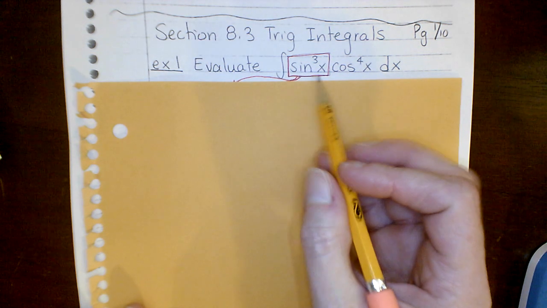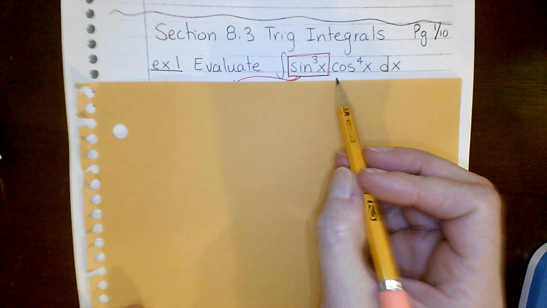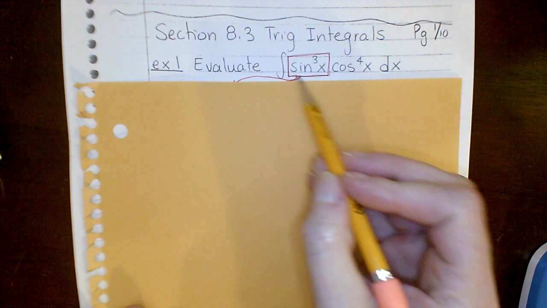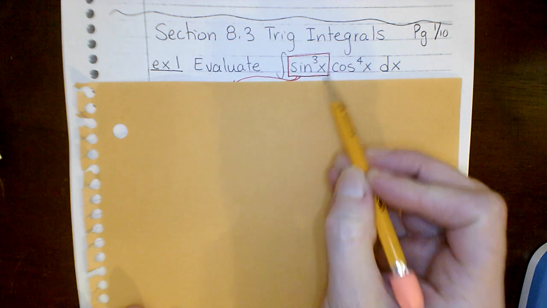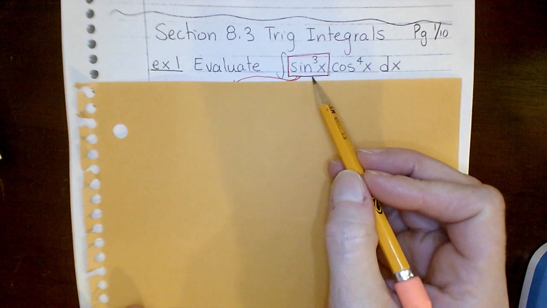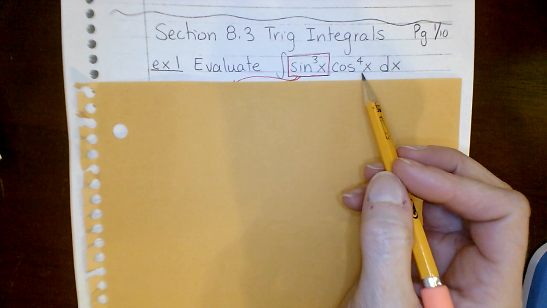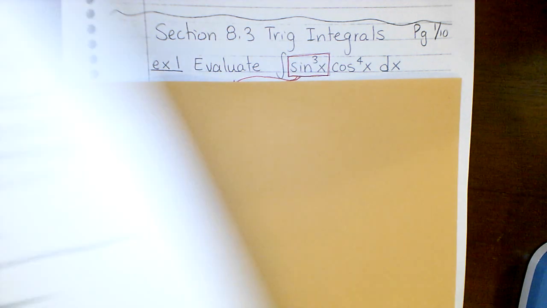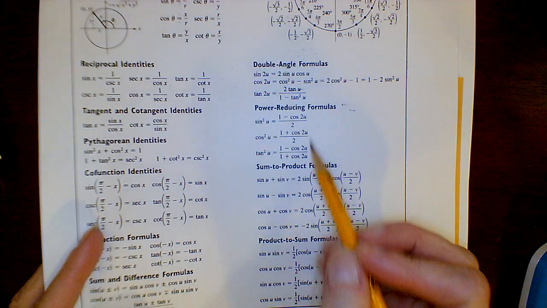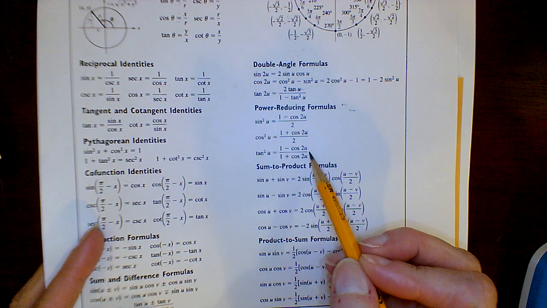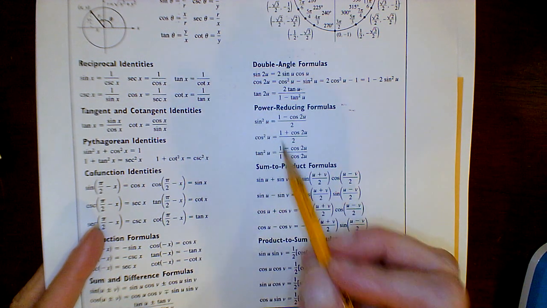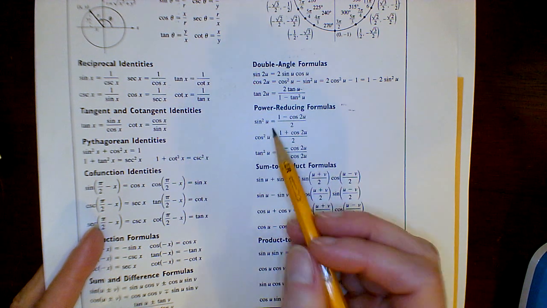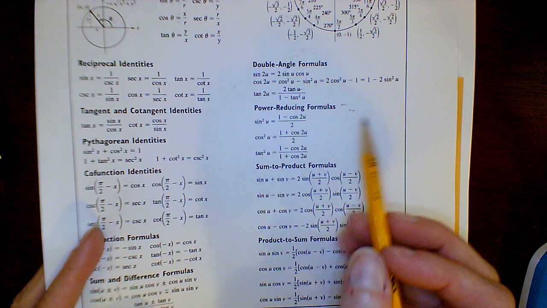This one we have sine cubed x times cosine to the fourth x dx. The fact that this is an odd power is going to be important to us. That's because even powers are helpful because we have this thing called the power reducing formulas, and we can use those on even powers. So we can write any even power as something squared to some power there.